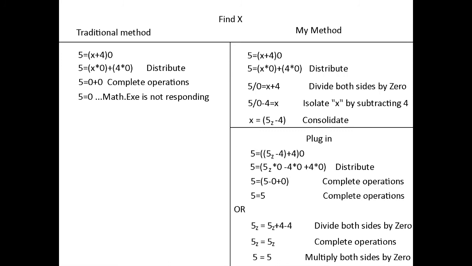So when we plug in 5 divided by 0 minus 4 into x as one number, we come up with 5 equals the sum of 5 divided by 0 minus 4 plus 4 inside parentheses, all multiplied by 0. That's a mouthful. So let's just do the same thing that we did before. Distribute the 0, which will break out the parentheses. From here, we can either complete the operations or we can divide both sides by 0. Either way, we end up at the same answer, which is 5 equals 5, which is a rational ending.